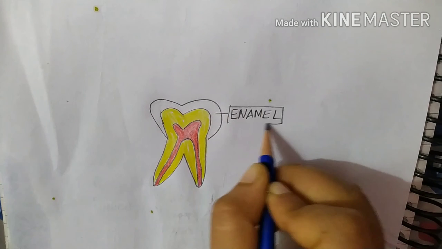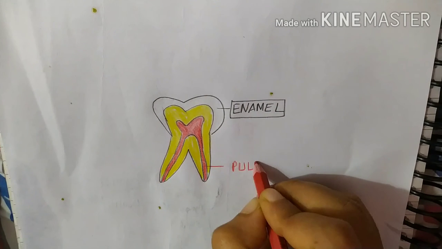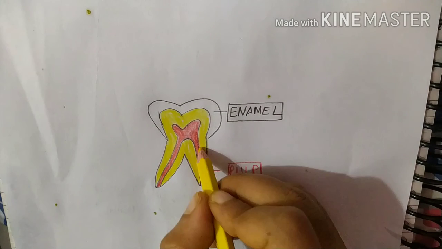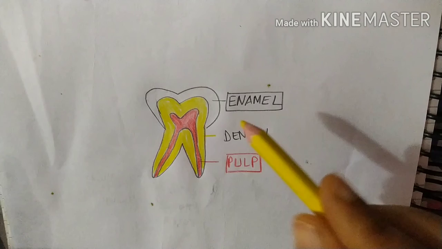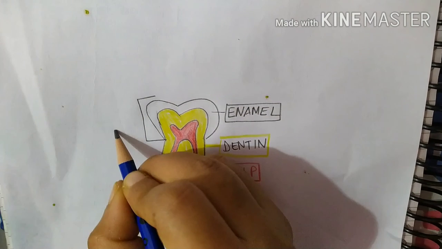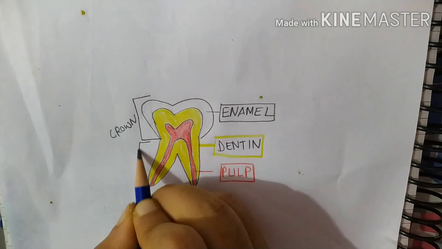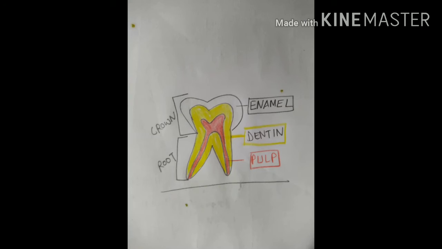Enamel is your white one, red one is your pulp, and the yellow one is your dentine. This is what your tooth is composed of. And this is your crown part, which is above your gums, and below your gums is your root. Above your gums is your crown, and below is your root.